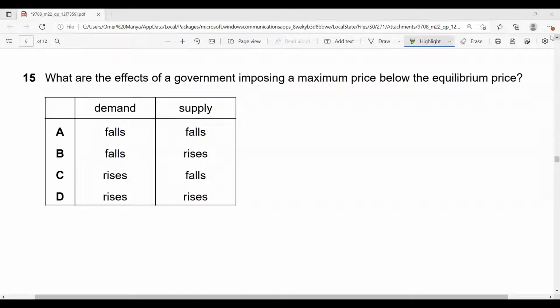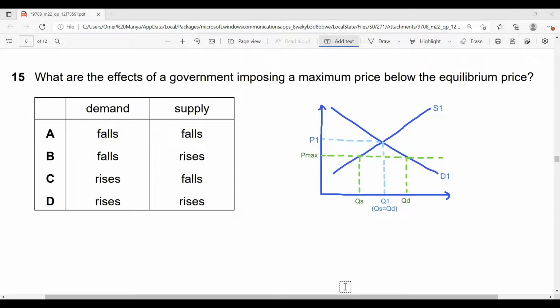Question 15. What are the effects of a government imposing a maximum price below the equilibrium price? An effective maximum price is a price that is set below equilibrium. So essentially the price is now reduced. At the old equilibrium, Q1, quantity supplied was equal to quantity demanded, which is why it's called the equilibrium situation.